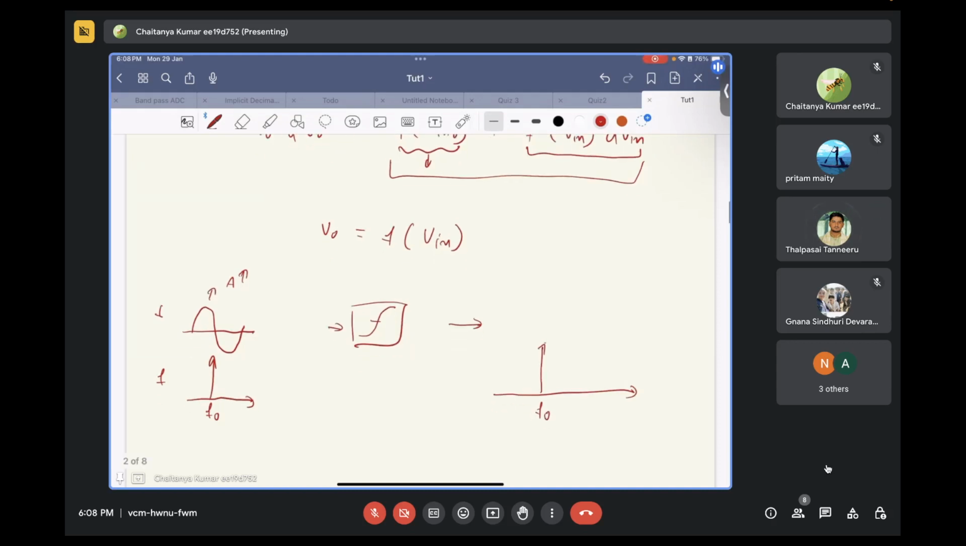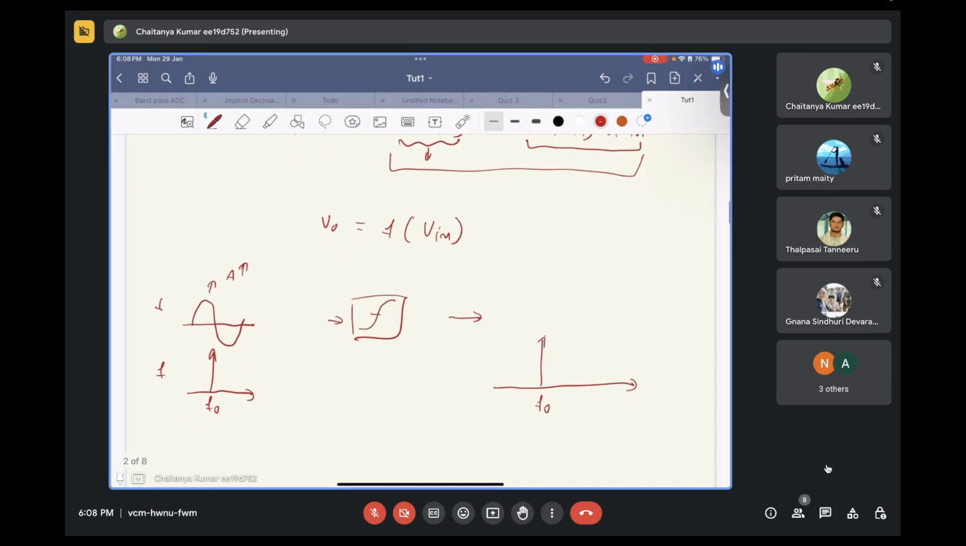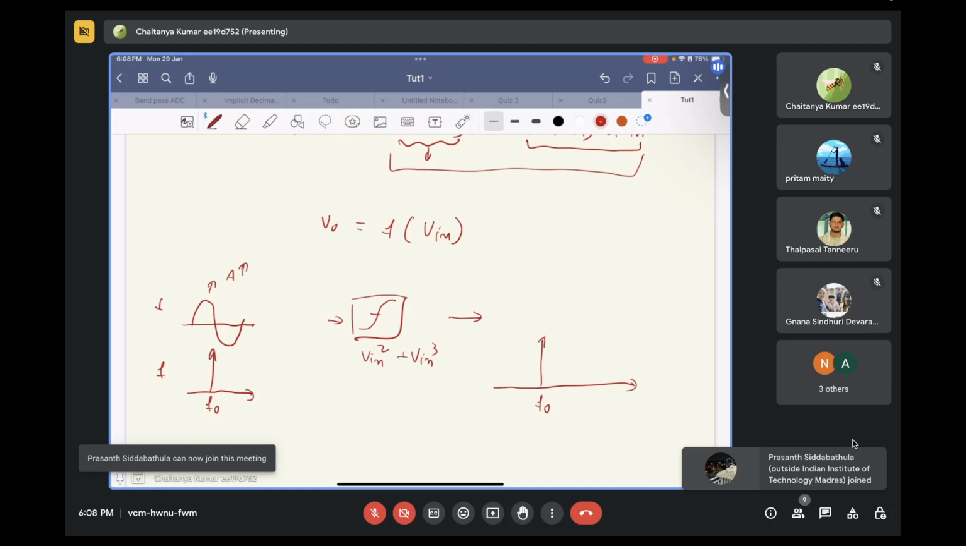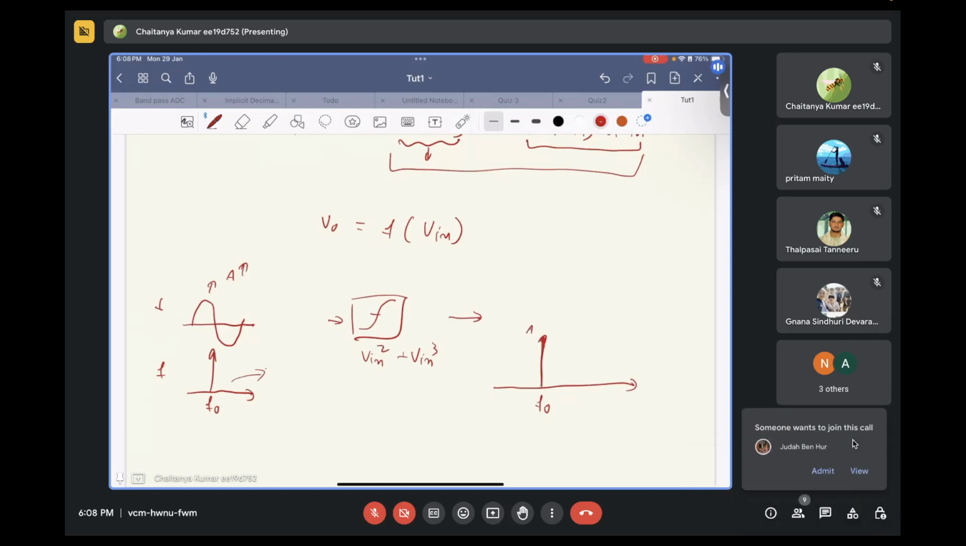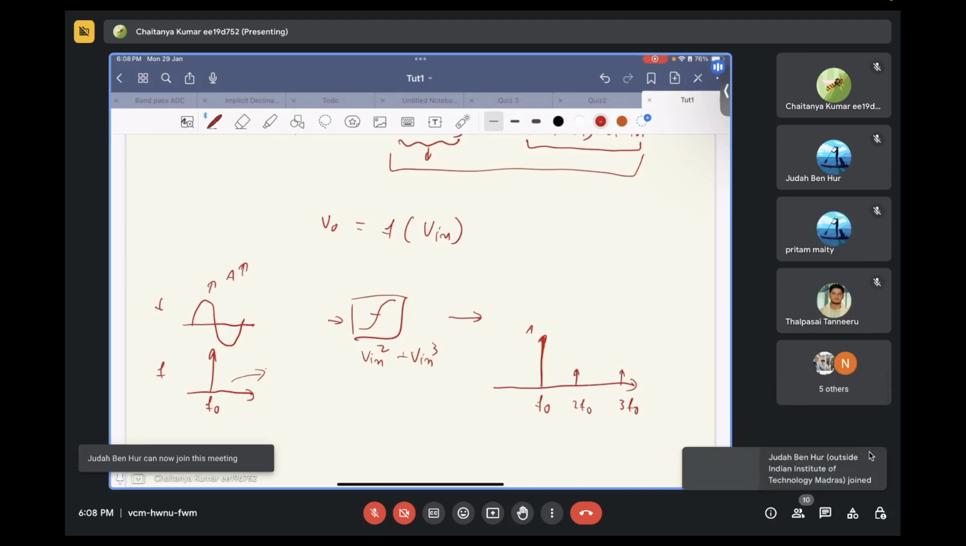Now let's say it was a non-linear system, like it has some v in square plus v in cube. In that case, instead of f naught alone, you will get f naught with some gain, let's say a. Apart from that, you will get other frequency components at 2 f naught, 3 f naught, and so on, due to which your system now has distortion.